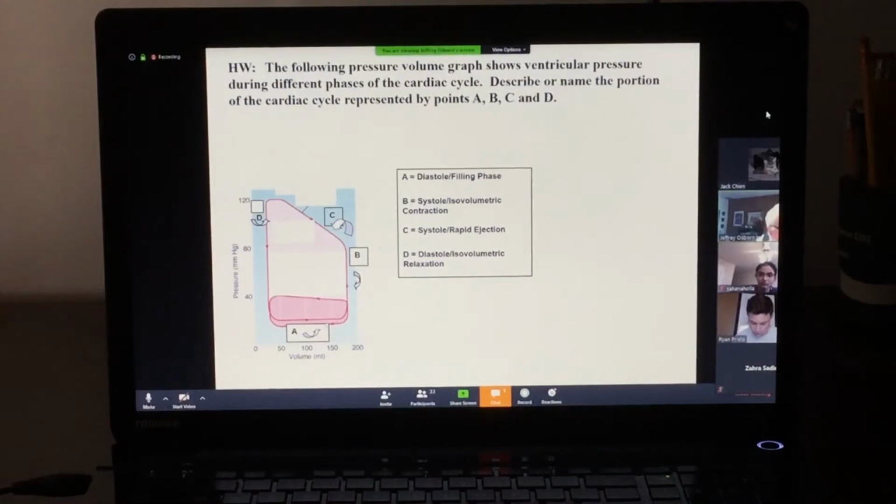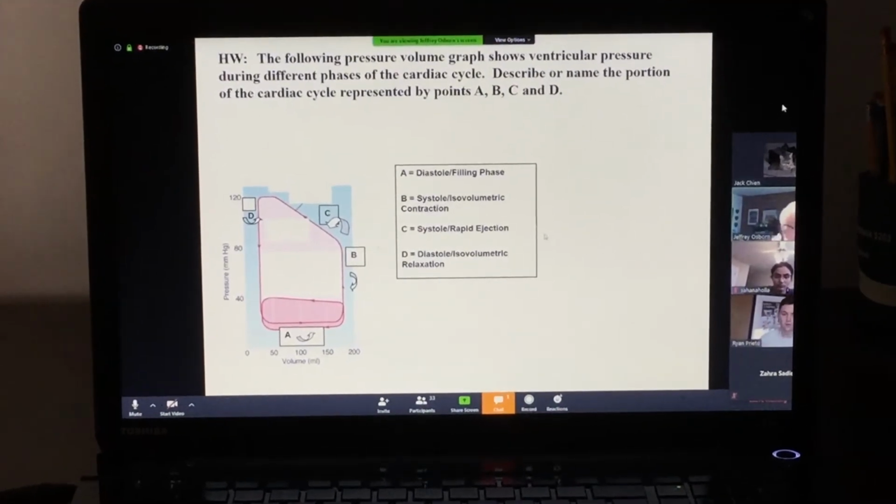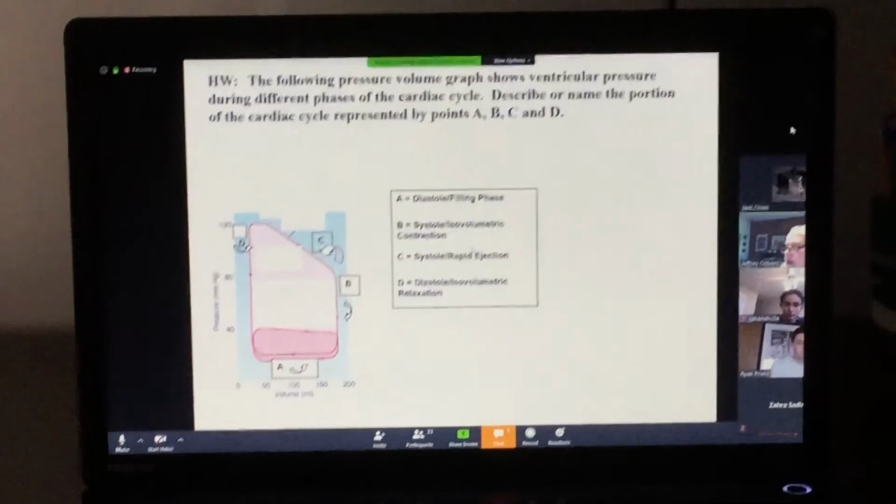question. You needed to identify segments A, B, C, and D from this pressure volume loop, right? And I have another question for you.